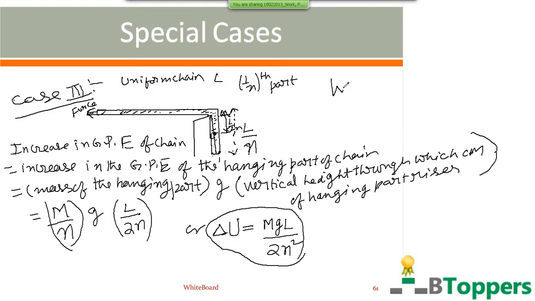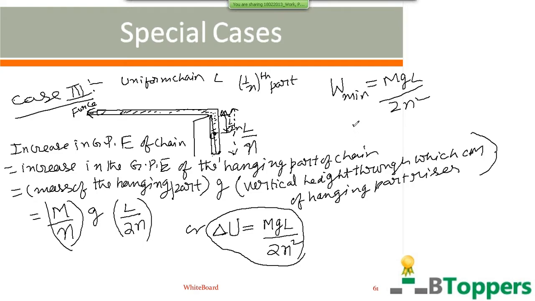So the minimum work required to be done by the external agent to pull the chain completely onto the surface of the table can be taken as equal to the work done against the gravitational force on the chain, which is equal to the increase in the gravitational potential energy. That means we assume that there is a negligible change in the kinetic energy of the chain when it is pulled completely onto the surface of the table slowly at uniform speed. So the minimum work to be done by the pulling force applied by an external agent to pull the chain completely back onto the surface of the table will be equal to mgL by 2n squared.